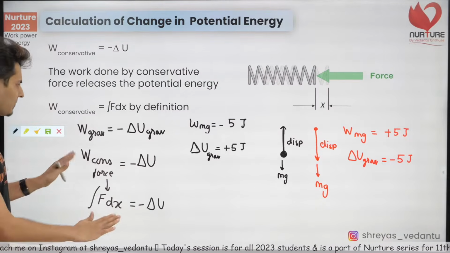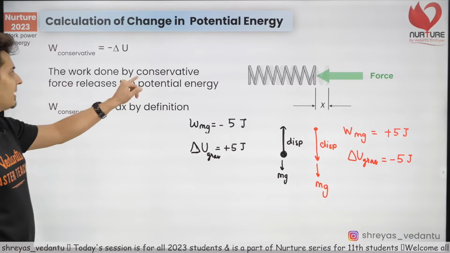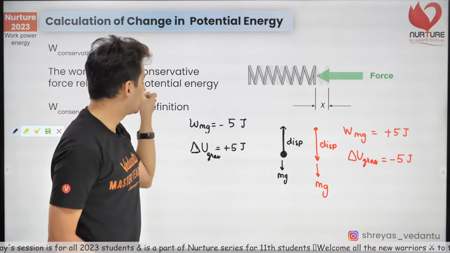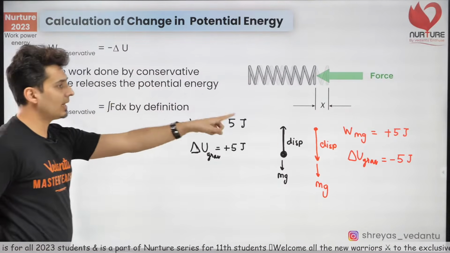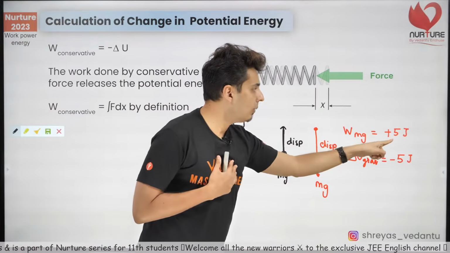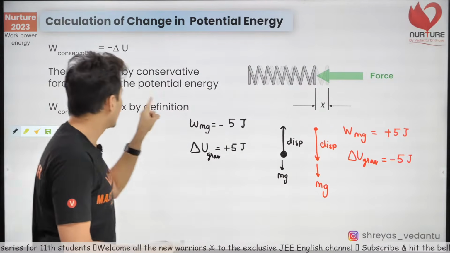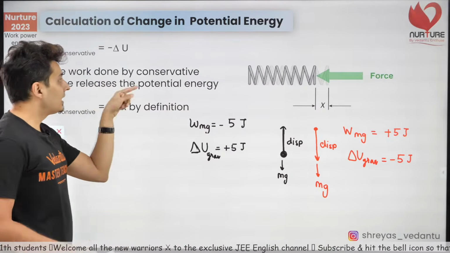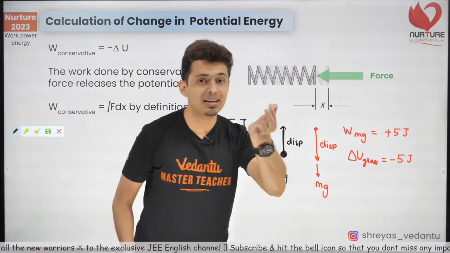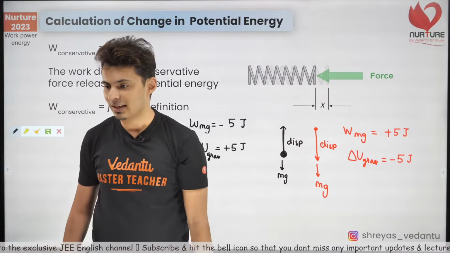Keep this in mind. Now, it's also very important for you guys to remember that the work done by conservative force releases the potential energy. You can understand the meaning of this line exactly over here. The work done by conservative force, how much? 5 joules. Gravity did that work, and it is coming by releasing the potential energy. That's why you will see minus 5 joules. I hope that is very clear.